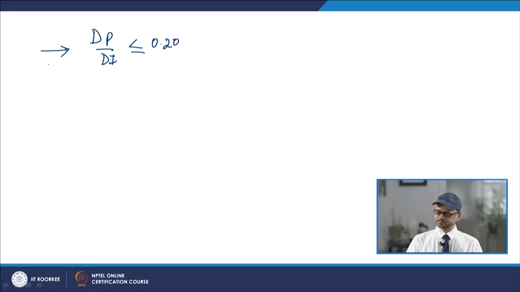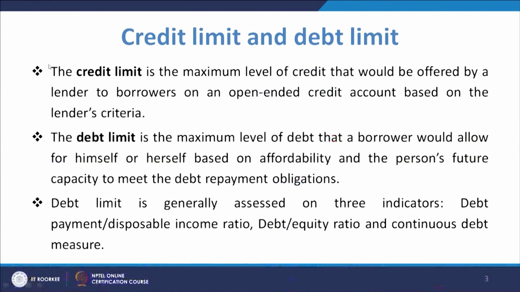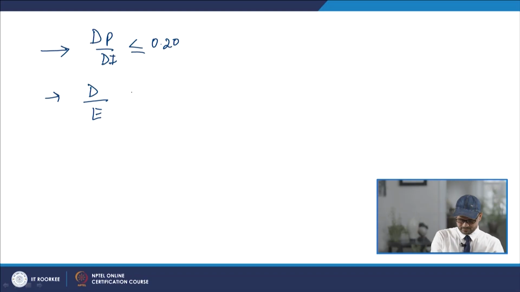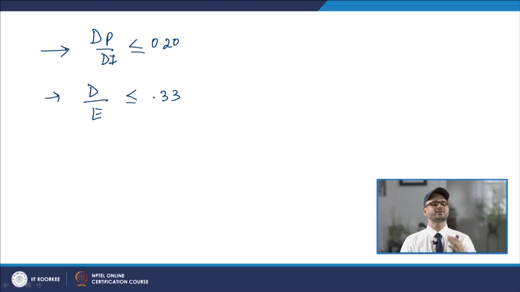Similarly, the second point is the debt by equity ratio. It talks about one's state of solvency, and here D by E should be less than or equal to 0.33. So, that is another thing which sets the debt limit of the person, and then there is also the continuous debt measure.